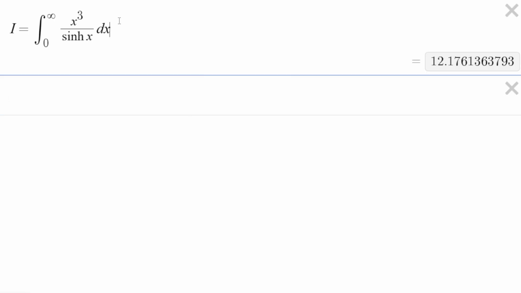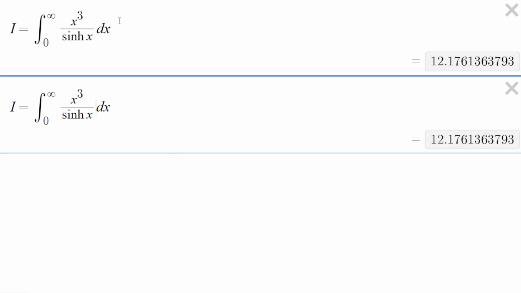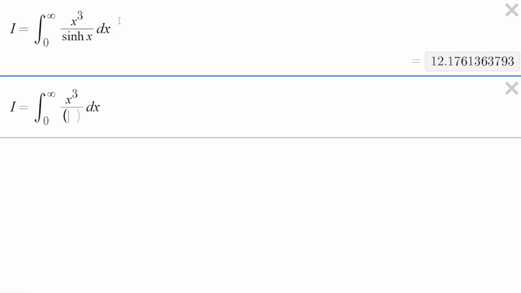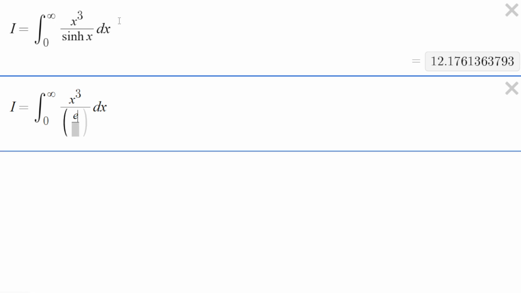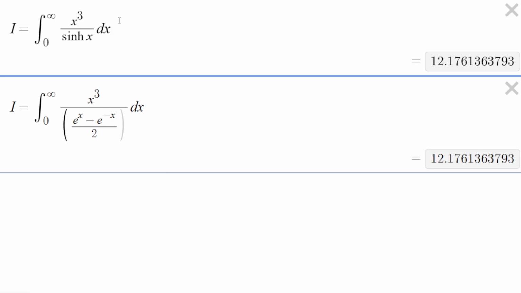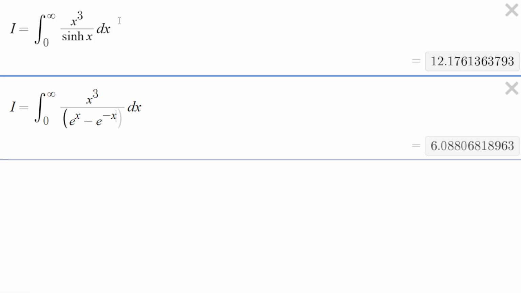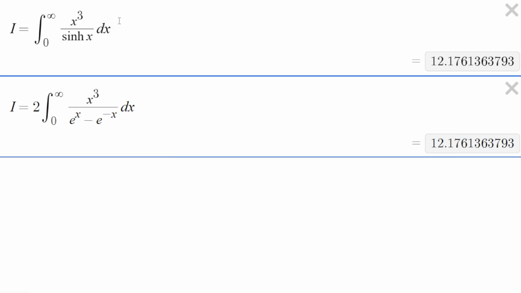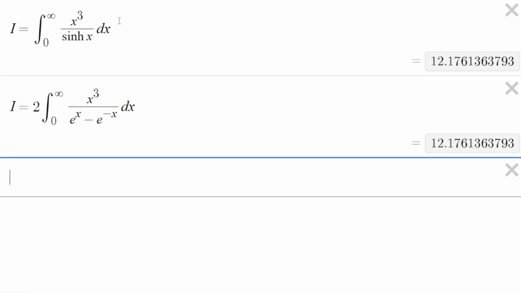So the first thing we're going to do is rewrite this using the exponential form of sine hyperbolic. The hyperbolic sine function is just this: e to the x minus e to the negative x over 2. That's the sine hyperbolic function. So we're going to bring that 2 right outside the integral. So now we have this. All right, so next step.